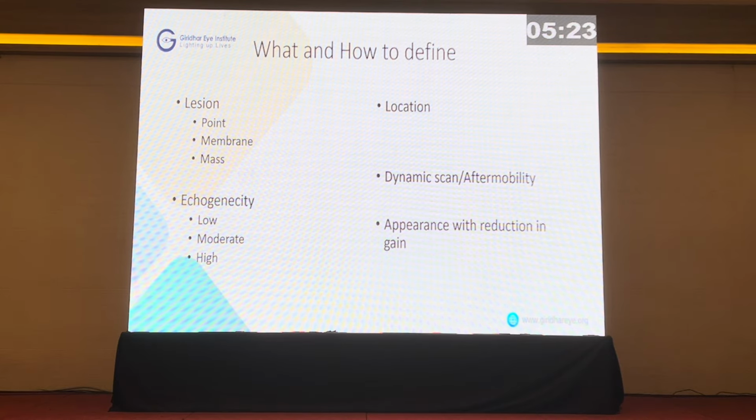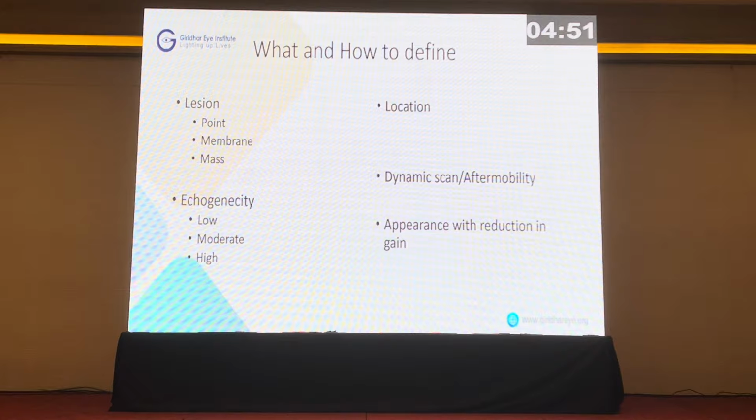The echogenicity has to be decided based on comparison with the scleral echogenicity. It is low, moderate, or high. Anything which is almost as high as the sclera is high echogenicity. And something less than 40% of the scleral intensity is called low echogenic. Anything in between is moderate. Then we look at the location, the after mobility, and the appearance after reduction of the gain. These are the main points which are looked at.